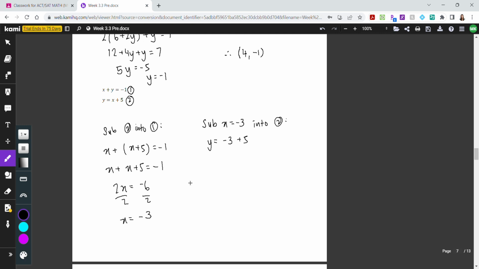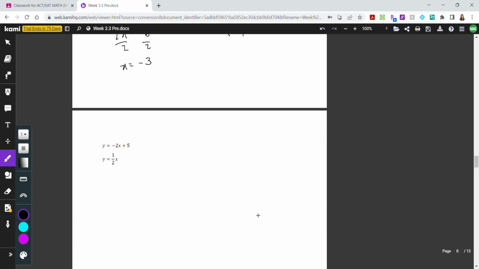Plus 5. So y would equal 2. Therefore, the solution to this problem is going to be (-3, 2). Again, to check the answer, I'm going to plug these into their respective places, and in this case, all of these should give me -1, and this should give me 2. All right. If you have any questions, bring it to your deep dive lesson.